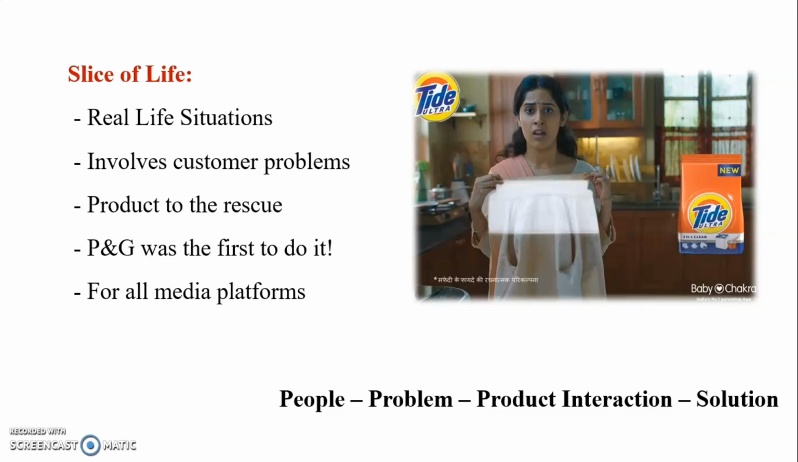And the slice of life framework was first used by P&G, and it was a very successful campaign. This particular slice of life framework is not limited to just one platform, whereas it is applicable to any platform where you want to communicate with your consumer. So basically, it talks about interacting with the people and then identifying a problem and then introducing your product, that is, making your product talk with the consumer about the problem and then giving a solution. So this is what the slice of life executional framework is.